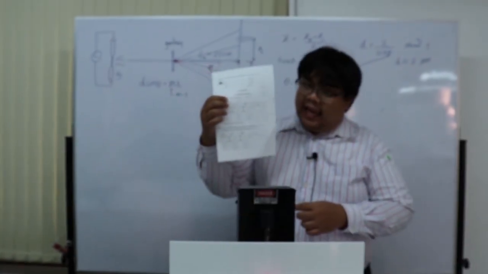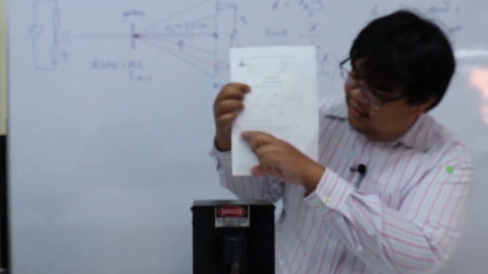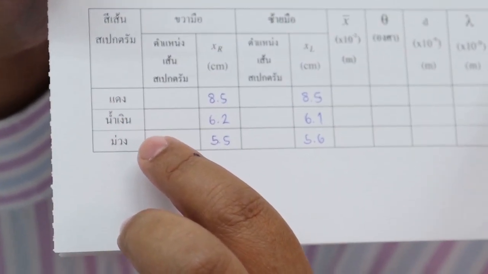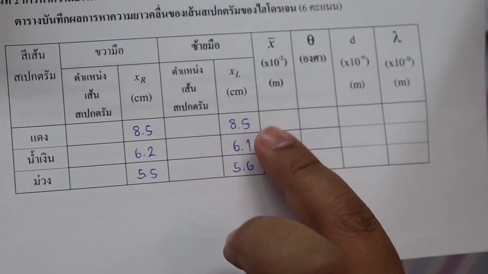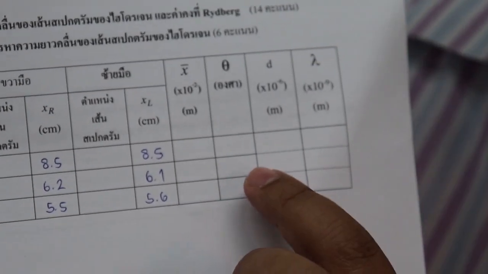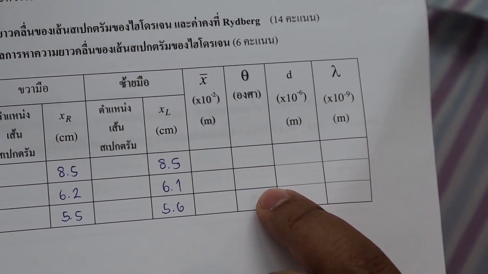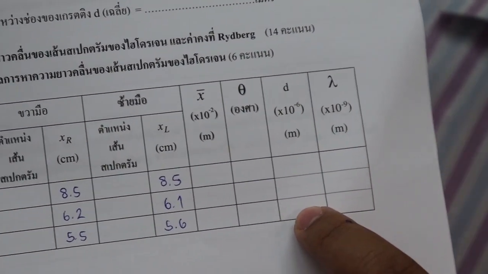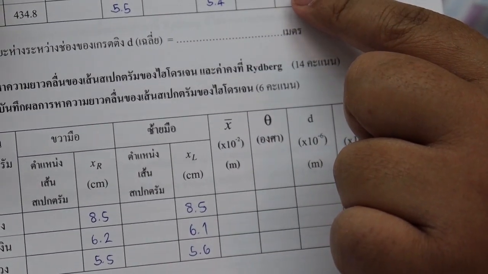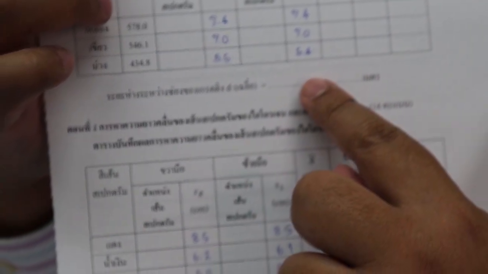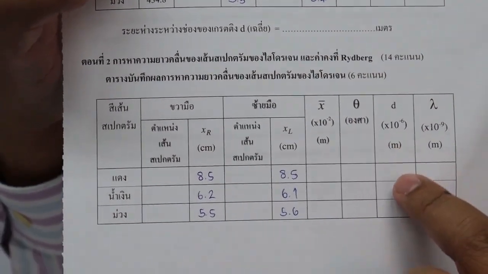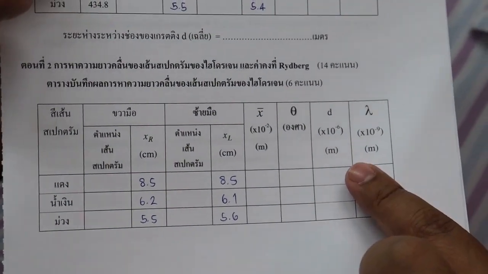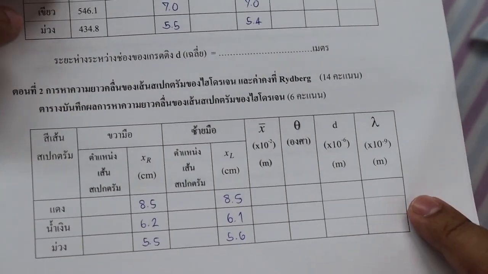For table 2, you do the same thing, but this time they do not tell you the lambda anymore. It asks you to measure XR and XL and calculate X bar and theta. For this value, you know already from the previous table the average value of d. Copy the average to this table. When you know d and theta, you can calculate lambda.